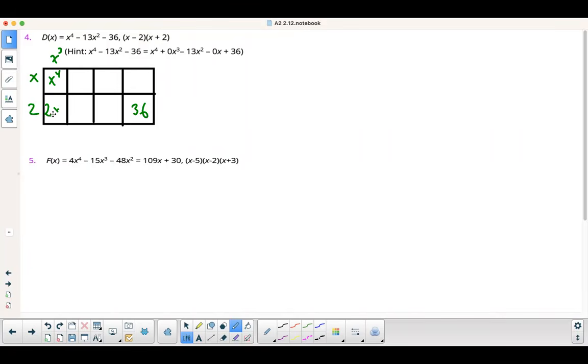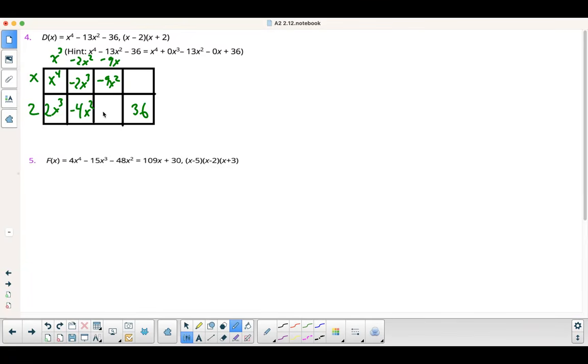That would give me x cubed. These two have to add up to 0, so this is going to be a negative 2x cubed. So x times negative 2x squared would give me that. So then I can multiply here, I get negative 4x squared. So I need these two to add up to give me negative 13. So that would be negative 9x squared. Now I say x times what would give me negative 9x squared? That'd be negative 9x.